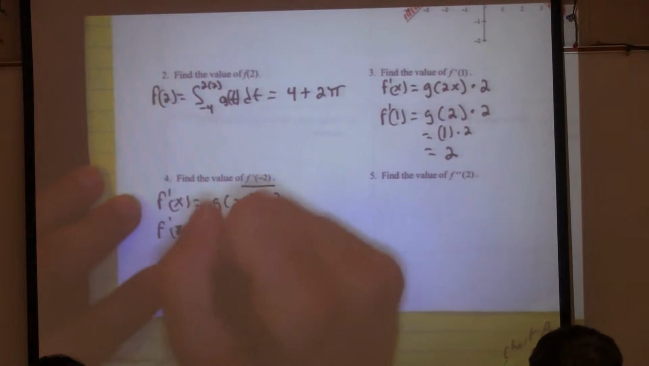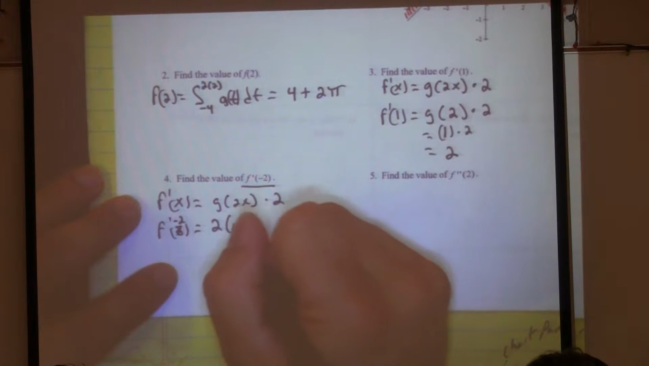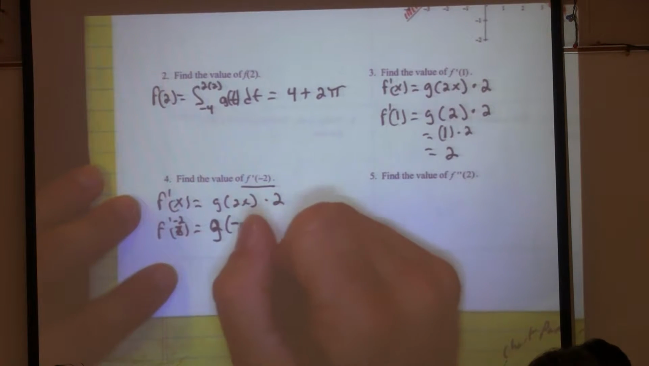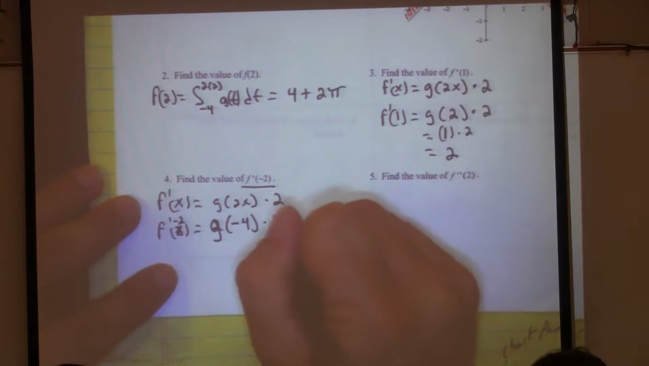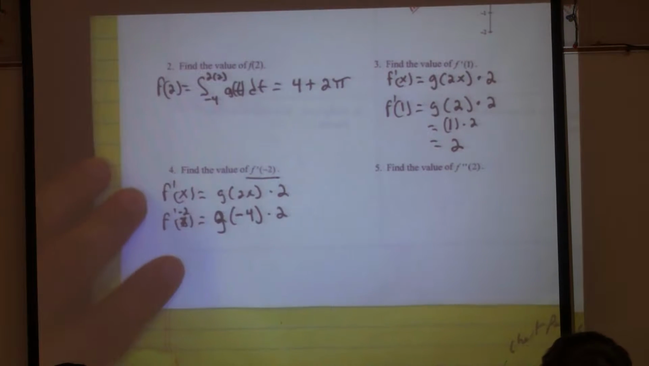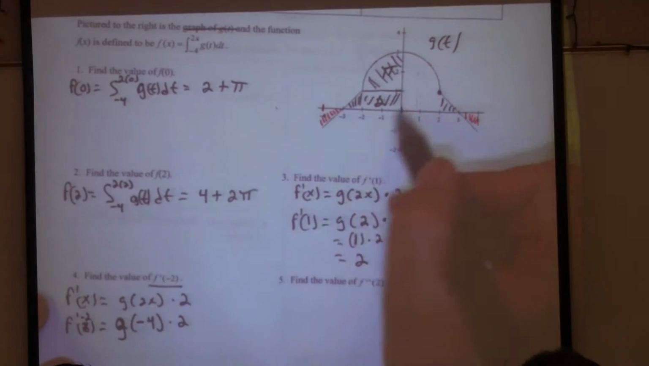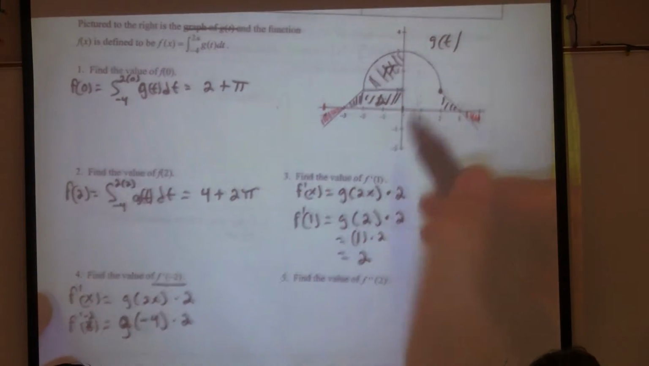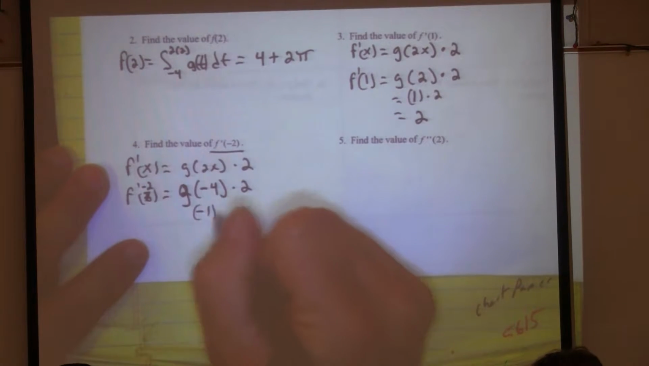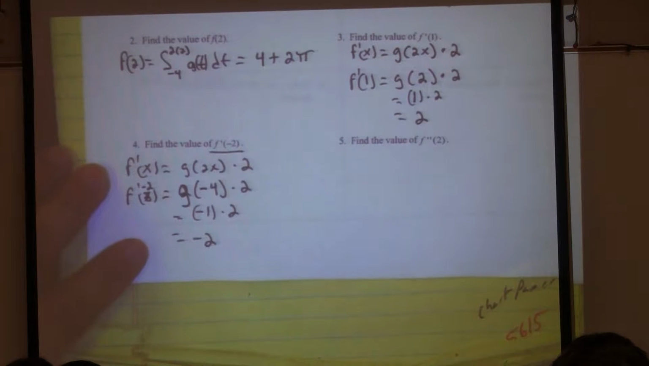I'm sorry. That should be f prime of negative 2. That's going to be g of negative 4 times 2. So again, use the graph to figure out the function value at negative 4. What is that? Negative 1 times 2 we get? Easy?